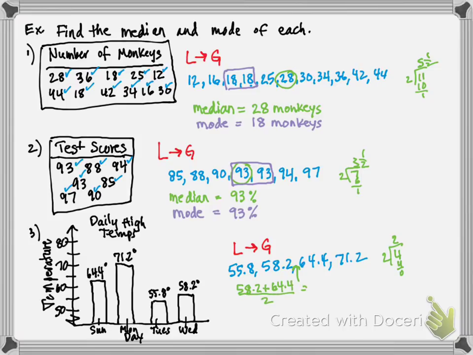So let's see when we add. We get a 6, 4, and 8 is 12. We get 6 plus 1 is 7, 7 plus 5 is 12. Divide that by 2. This is going to go in 6 evenly, once evenly, 3 evenly. So we would say the median is 61.3 degrees.